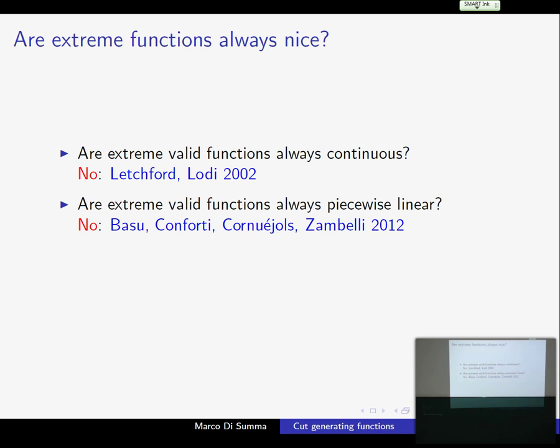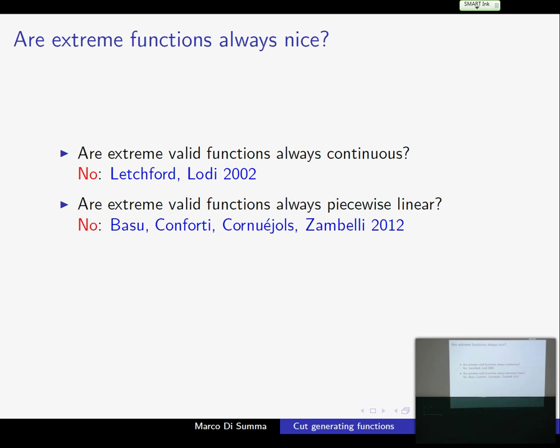No, this is false. So there is this construction by Amitabh, Michele, Gerard, and Giacomo. They essentially take a sequence of extreme valid functions. In this sequence, every function has more and more breakpoints, and they take the limit of this sequence. And they can prove that the limit is still extreme, but this limit is not piecewise linear anymore. So it's something that I cannot depict, but it's really a mess. I mean, it's not a piecewise linear function.